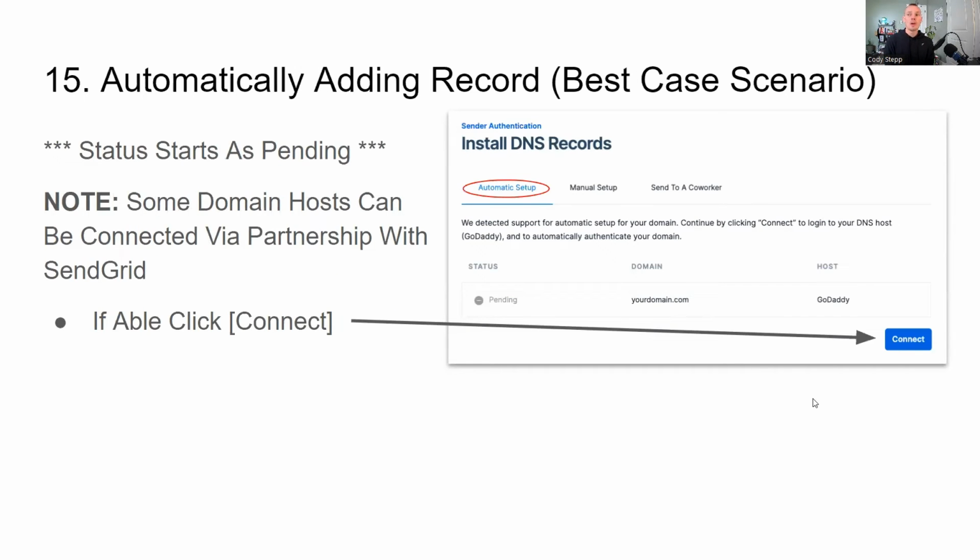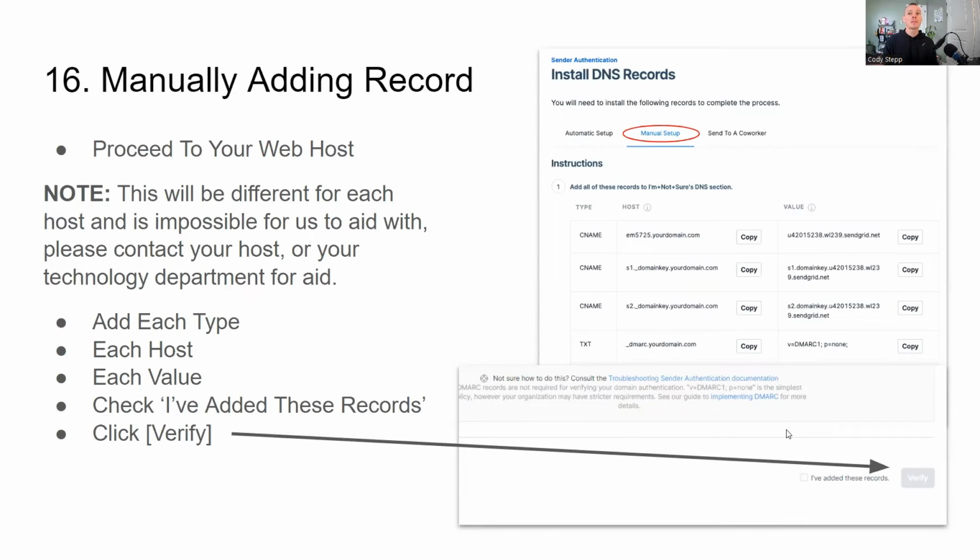Now we are going to start setting up our authentication. Some of your domain hosts can be connected. If, say, you have GoDaddy, you can hit this connect button. This is like a best case scenario, and SendGrid will actually start to automatically connect that. If not, what you're going to have to do is manually add these records. And this is exactly why those @Gmails or @Yahoos aren't going to work, because you need to grab each of these pieces of information, each type, each host, each value, and then add these records inside of your website's DNS.